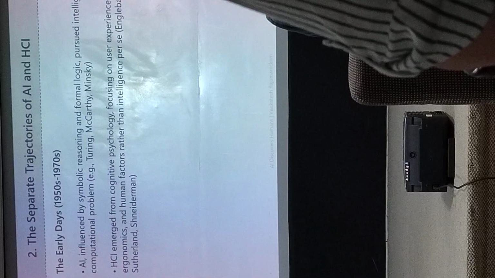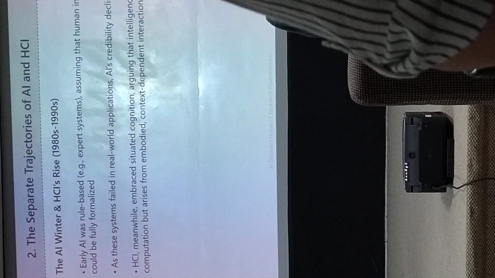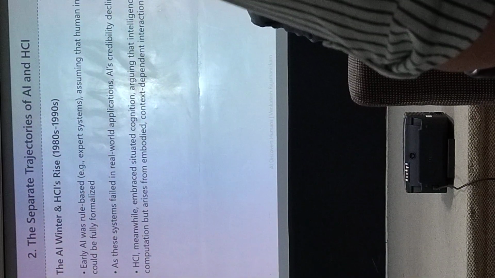so in the early days, if you look at it, AI was influenced by symbolic reasoning and formal logic, and pursued intelligence as a computational problem, right? HCI emerged from cognitive psychology, and focuses on user experience, ergonomics, and human factors rather than intelligence per se. Okay, so these were the people associated with them. But there was a huge lull in it, because at some point, coming up with a formal model that would precisely predict human behavior and intelligence was not happening, right?